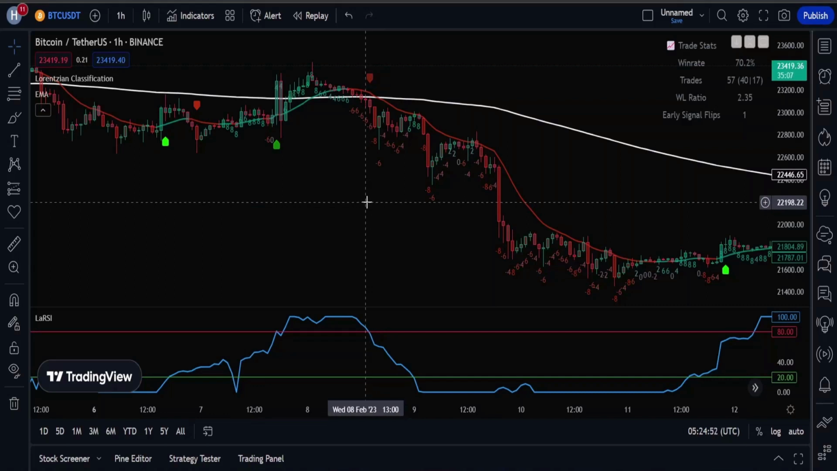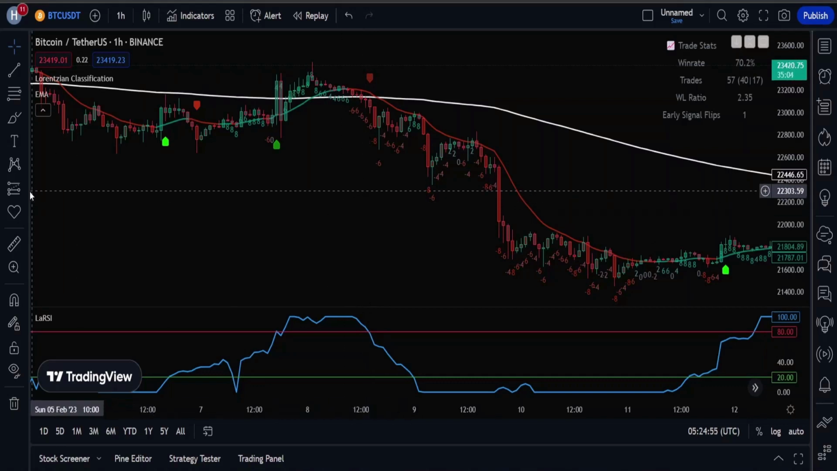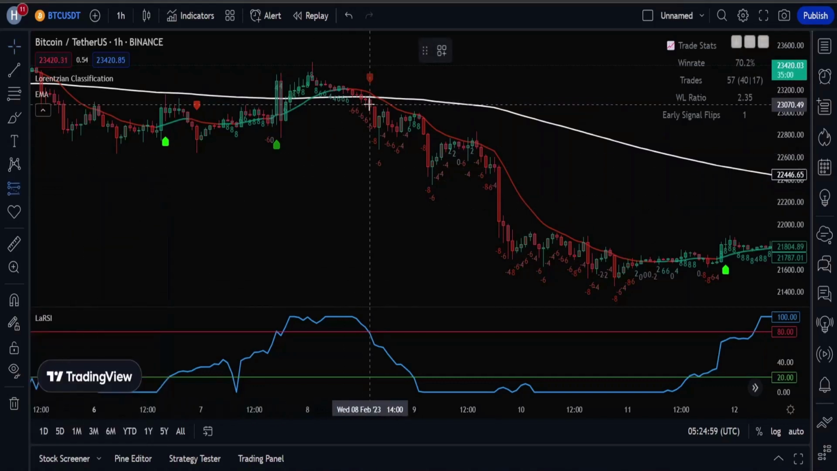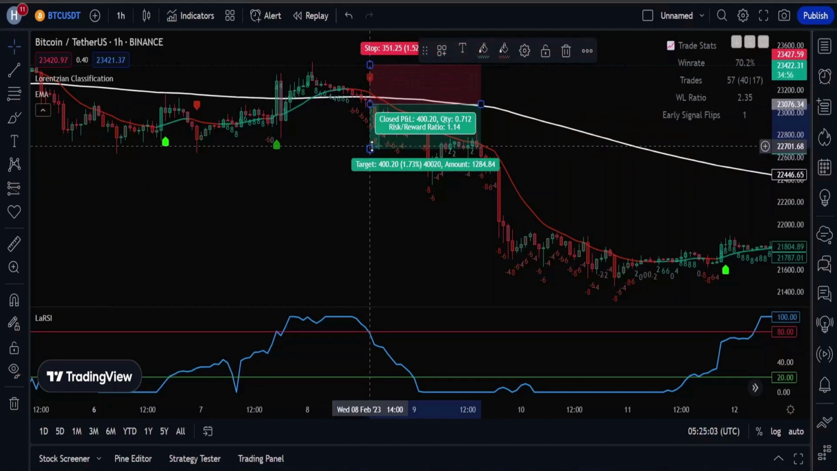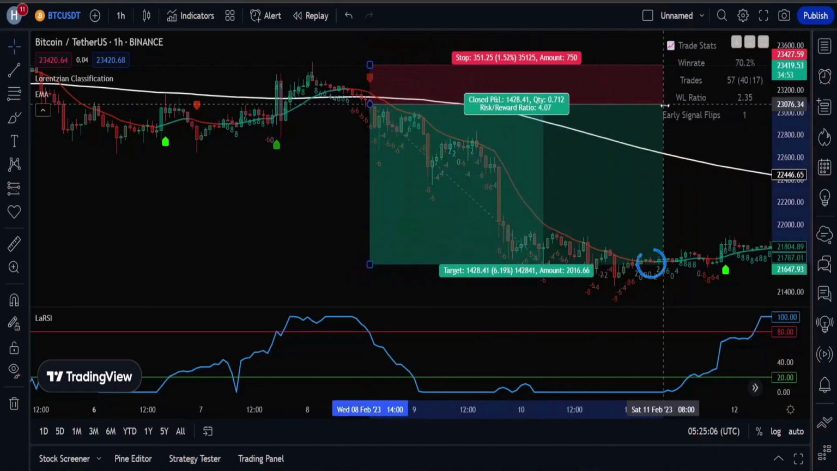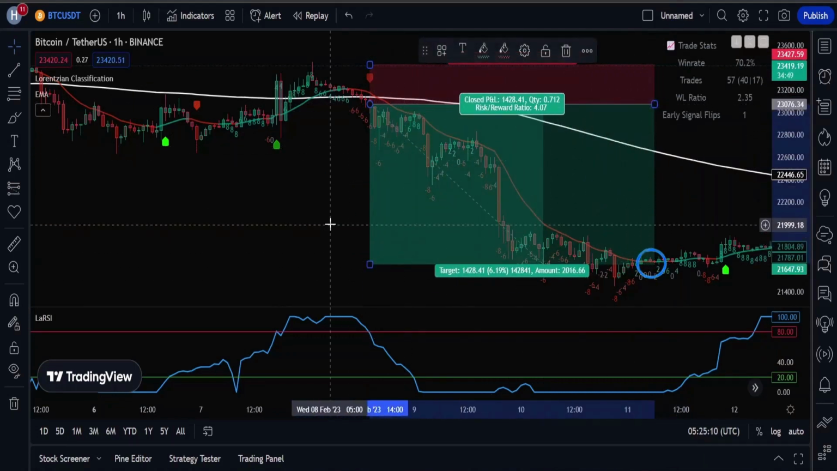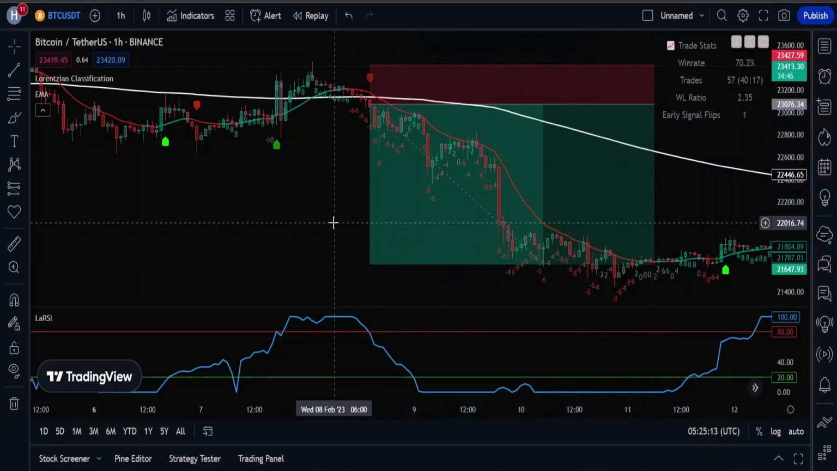Remember, this must happen at the same time, so when all these conditions are met, we can place a sell order at this candle, set our stop loss, and we will exit a winning sell trade once the line turns from red to green. And this was also a pretty good signal given by this strategy.